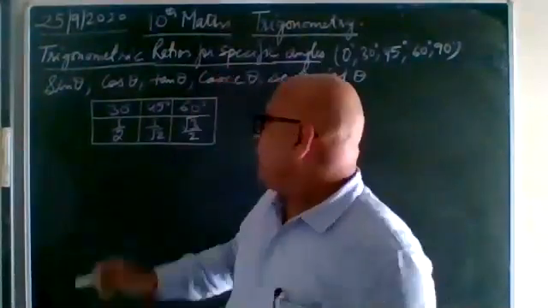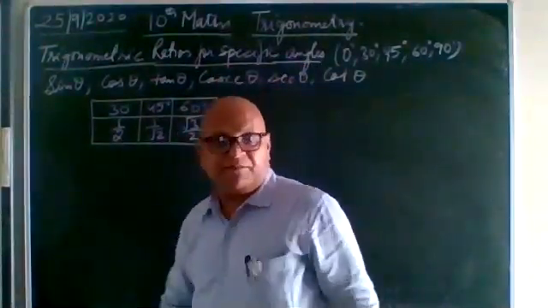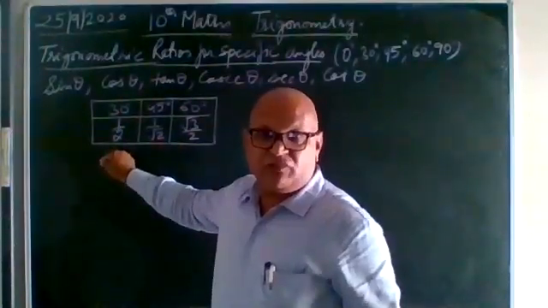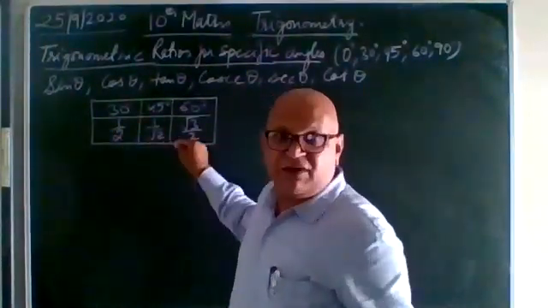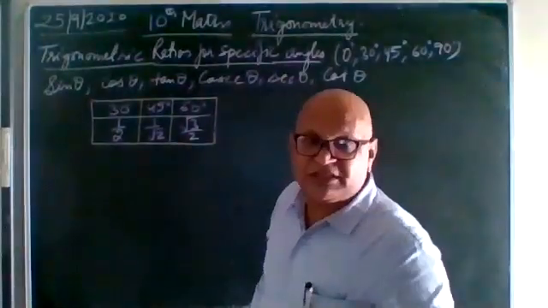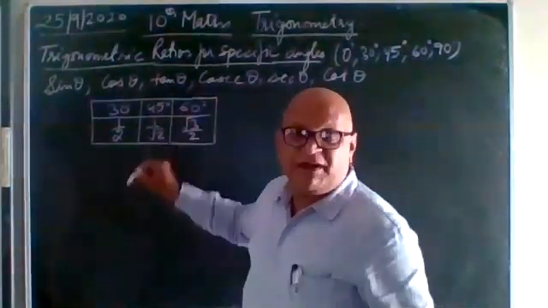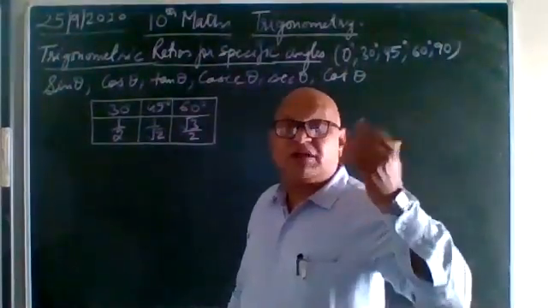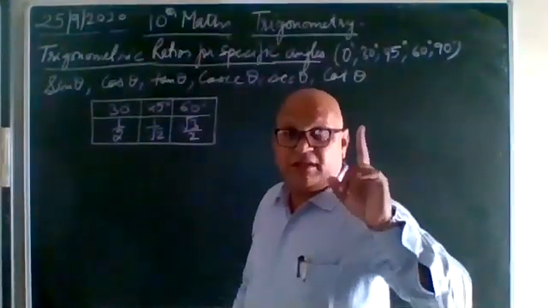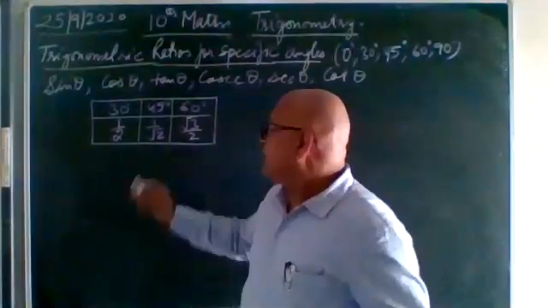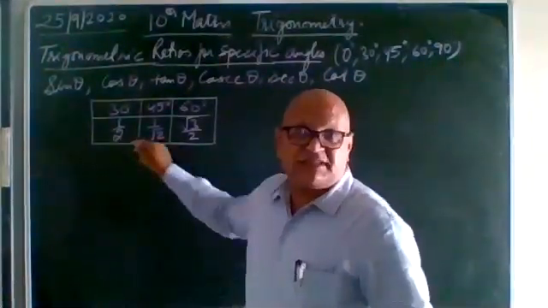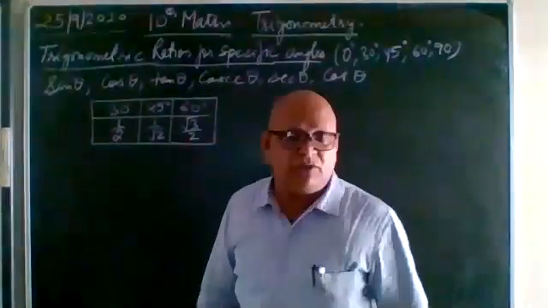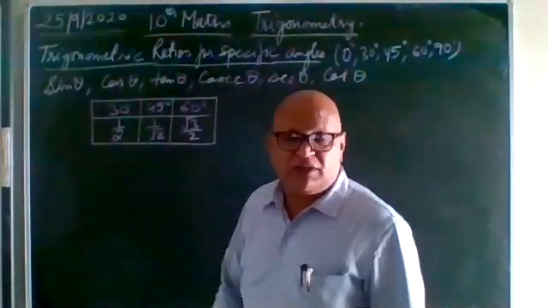So if I say cos 30, this will come on this side, that is root 3 by 2. And cos 60 is 1 by 2. Cos 45 is 1 by root 2. So cos 30 is root 3 by 2, cos 60 is 1 by 2. This is how you will be able to get the value of cos.